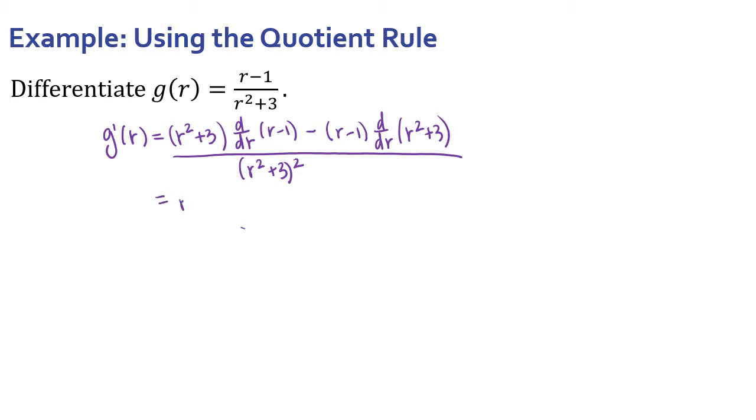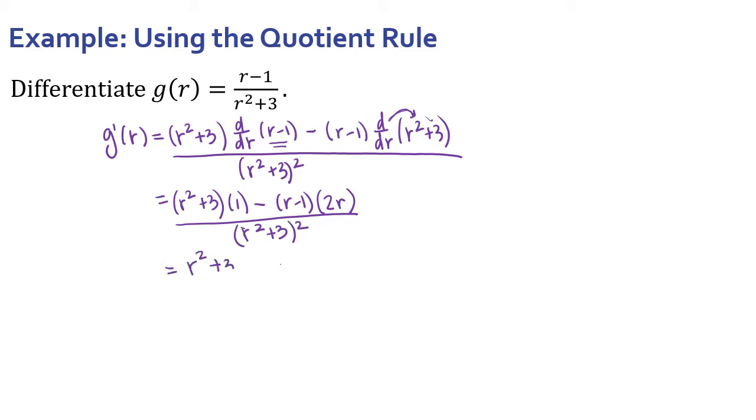Okay, so this is going to give us r squared plus 3 times, so the derivative of r minus 1, so that's going to be the derivative of r, which is 1, minus the derivative of 1, which is 0, so that's just going to give me 1, minus r minus 1 times the derivative of, so the derivative of r squared is going to be 2r, and the derivative of 3 is 0, so 2r plus 0 is just 2r, and then that's all over r squared plus 3 squared. Just simplify this out to see if there's anything that will cancel.